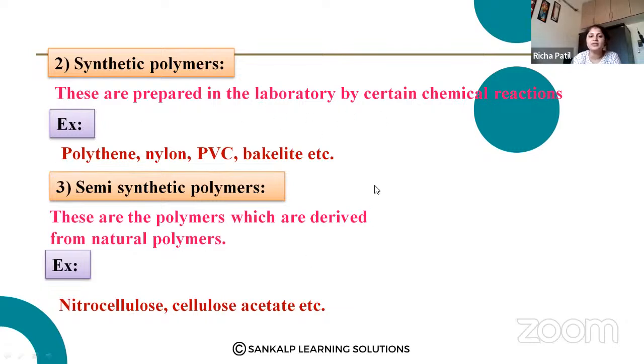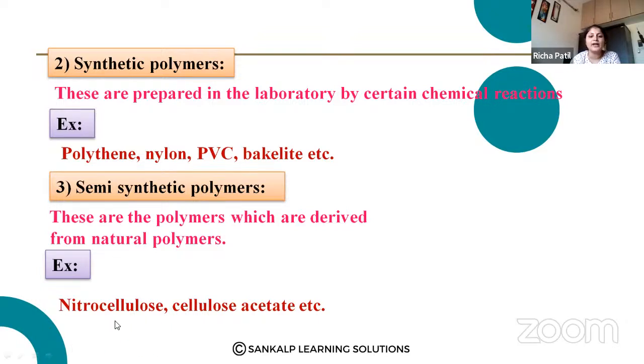What do you mean by semi-synthetic polymers? That means these are derived from nature, but they undergo some chemical reaction or chemical process to enhance their quality. The source from which you are getting this polymer does not have so much polymer quality, so it is derived from nature and then undergoes certain chemical processes to enhance its quality.